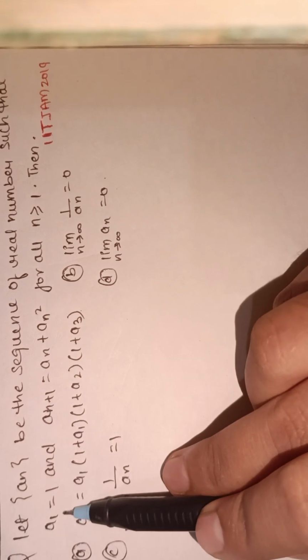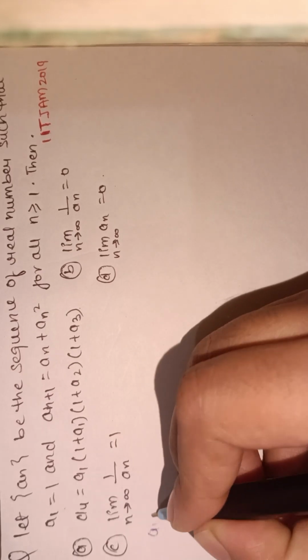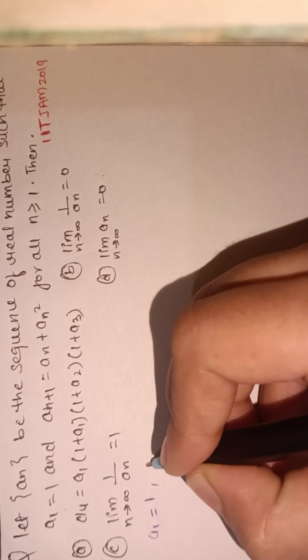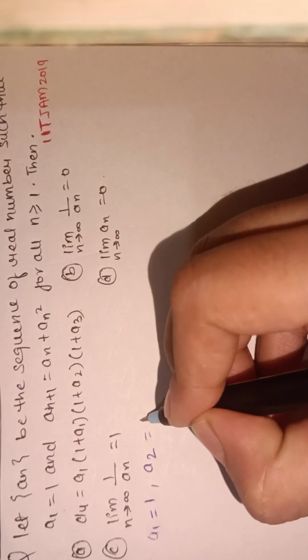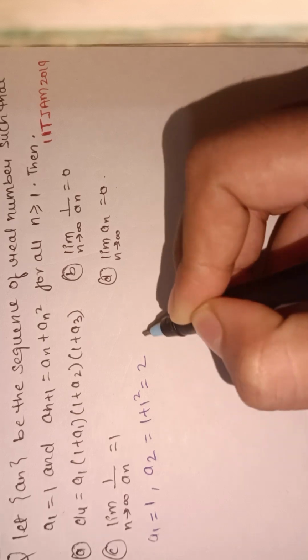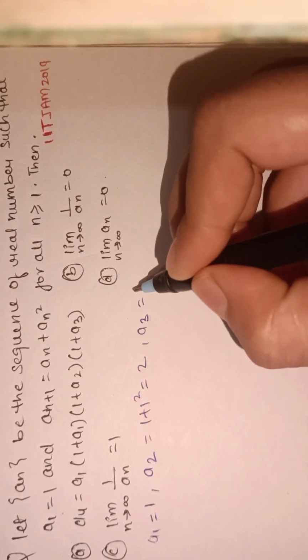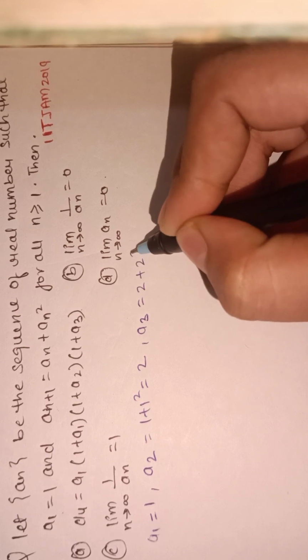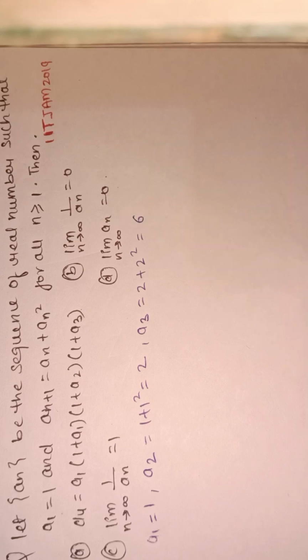So here a1 is given and the sequence is given. Here a1 is equal to 1. So what is a2? If we put n equal to 1, we get a2, that is 1 plus 1 square, that is equal to 2. If we find a3, we put n equal to 2, that is a2, that is 2 plus 2 square, that is equal to 6.